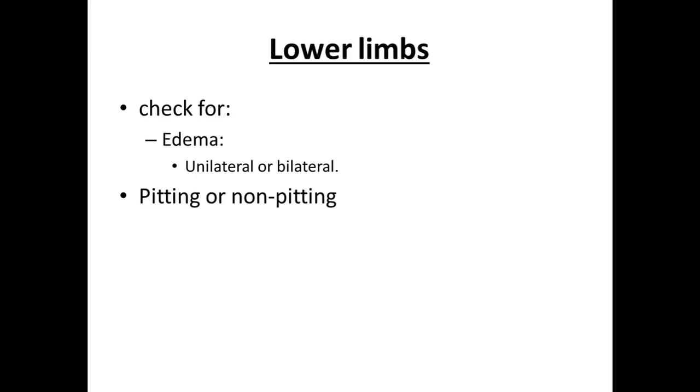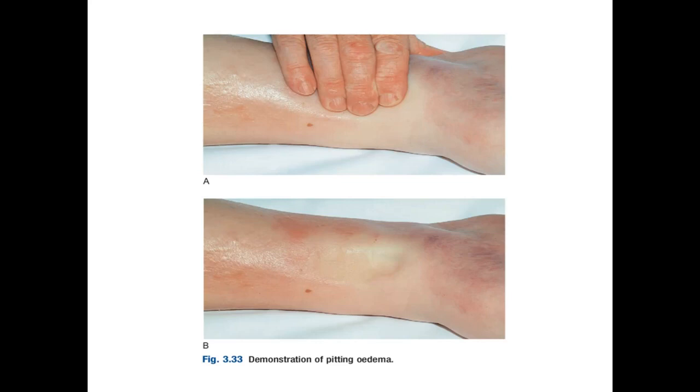Then we check the lower limb. The lower limb is always part of the general examination. Check for edema. You have to face the patient at the end of the bed, eye-to-eye contact. Ask whether the patient is having pain or not, then press for 10 to 15 seconds for pitting edema. Whether it is unilateral, bilateral, pitting or non-pitting is also very important to comment on.